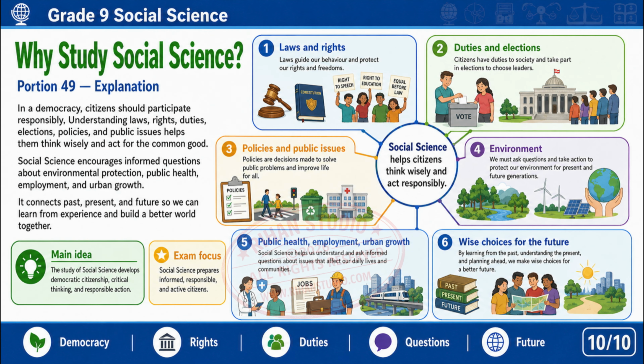Explanation. The second reason to study social science is citizenship. In a democracy, citizens are not passive. They are expected to participate responsibly. When we understand laws, rights, responsibilities, elections, policies, and public issues, we can think more clearly and act more wisely. Social science also teaches us to ask informed questions about problems, such as environmental protection, public health, employment, and urban growth.